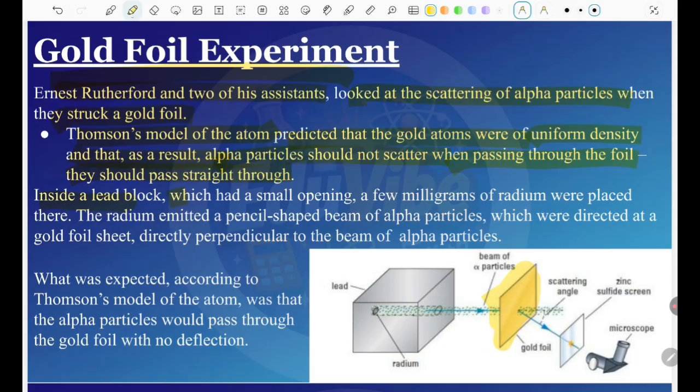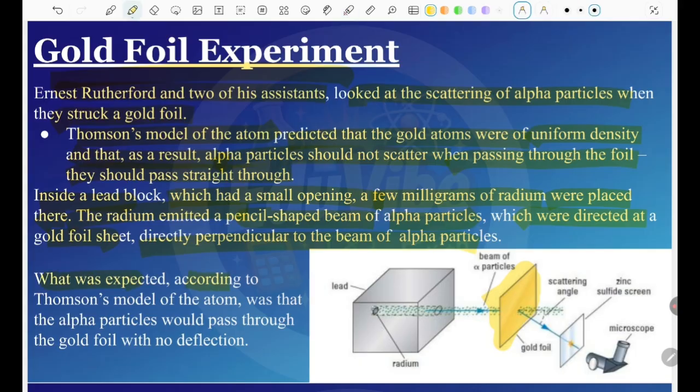Inside the lead box, which had a small opening, a few milligrams of radium were placed, and the radium emitted a pencil-shaped beam of alpha particles which were directed at the gold foil sheet. They had the beam of particles ready, and in the experiment the particles were targeted at the gold foil.